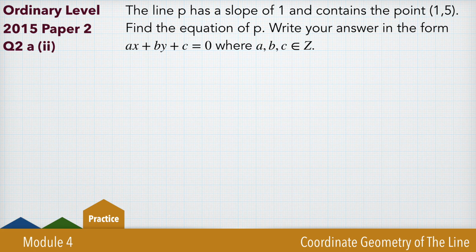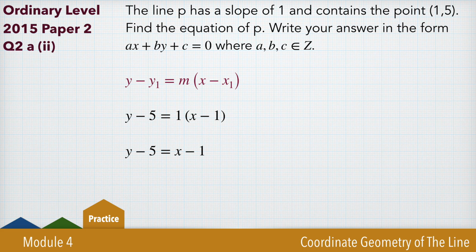We start by using this equation of the line formula, as we have both the slope and a point. We can substitute them directly as labelled. Simplifying gives us y minus 5 is equal to x minus 1. We will now rearrange the equation into the required format, giving us the equation of P as x minus y plus 4.